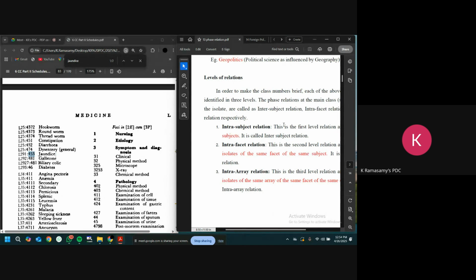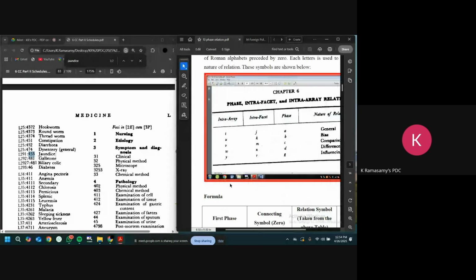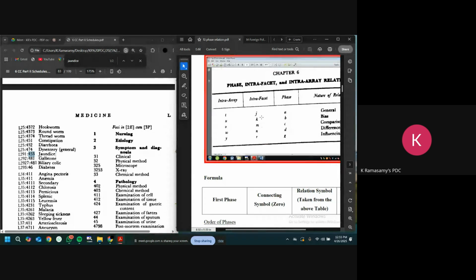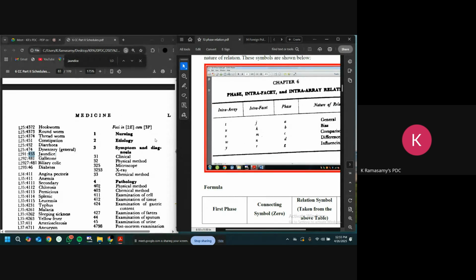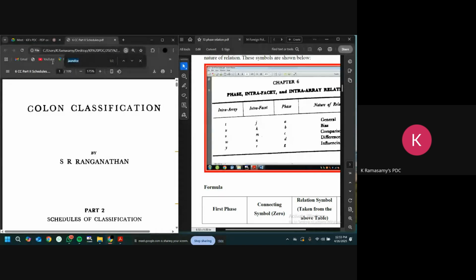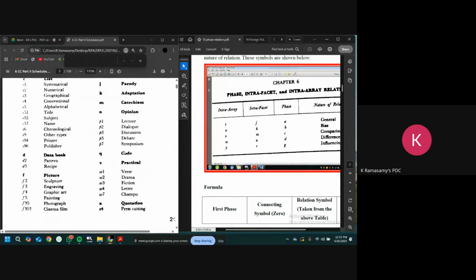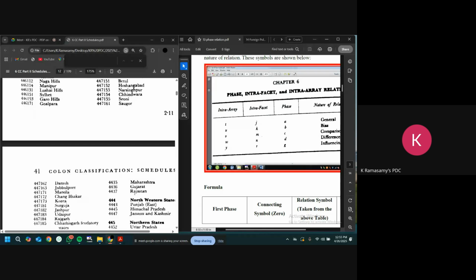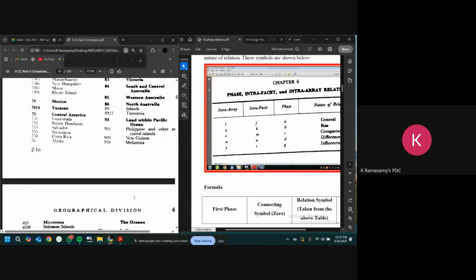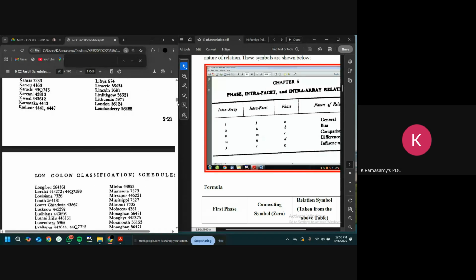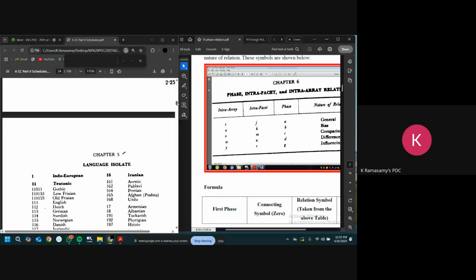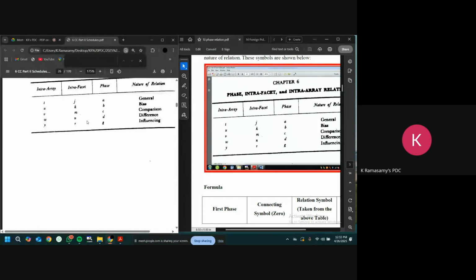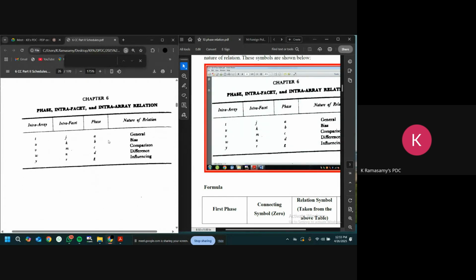Okay, now how to construct numbers for all these things? The formula is here. You can see the right side. I'll take this table for you. This table talks about the symbols that you need to use for constructing phase relation numbers. When you begin your main class schedules, just before the main class schedule, you can see chapter 6, where they give what connecting symbol you need to use for all these different kinds of relationships. It is on page number 2.28. This table you need to use for constructing the number.